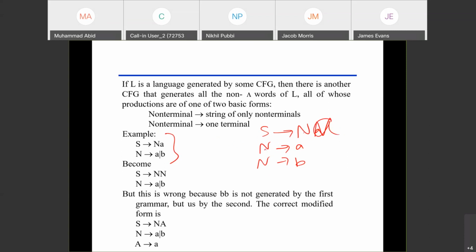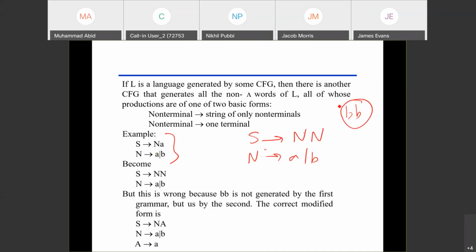What is the problem? If I replace this A with N because of this production rule, and then I have this grammar, and now I'm asking you, can you please generate a word BB? You can generate this word from here. S can be replaced by NN, NN can be replaced by B. This first N can be replaced by B, second N can be replaced by B. You can generate that. Yes, it is not impossible.